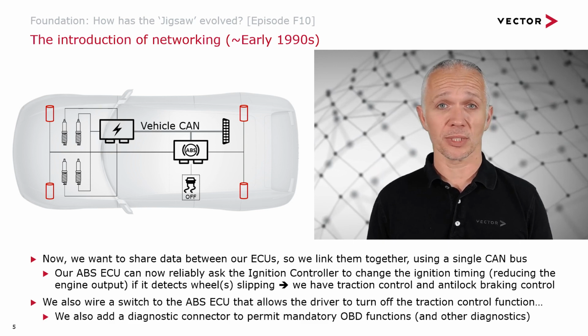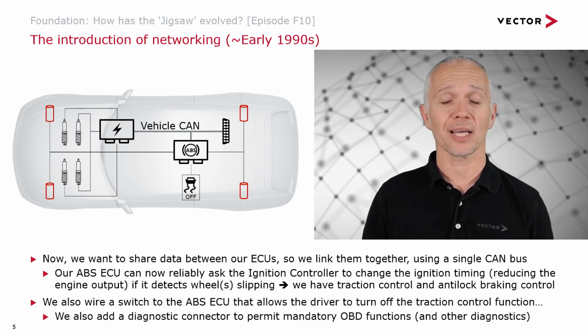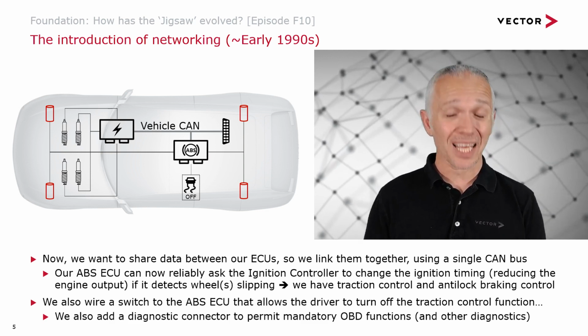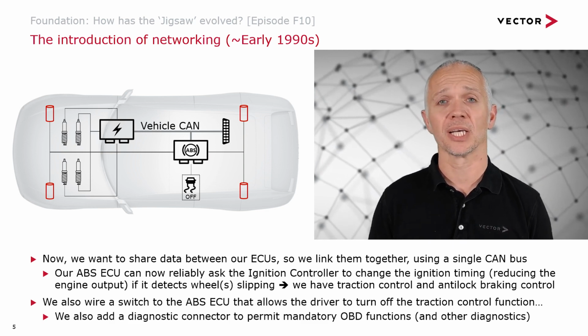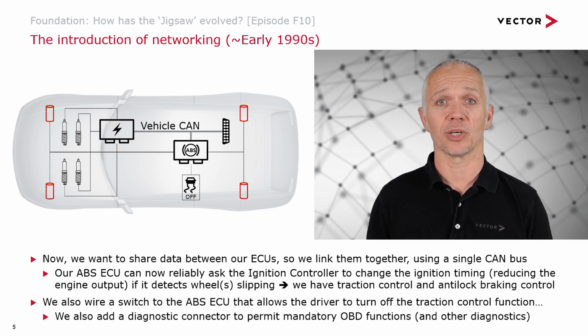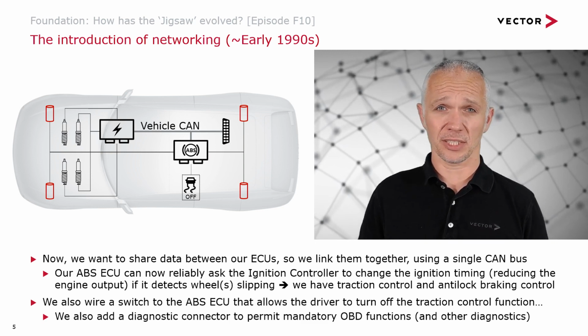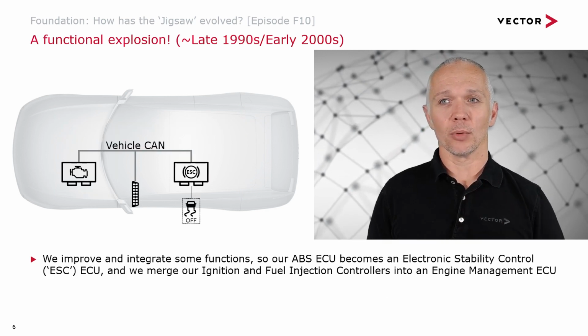eventually, one of these wheel speed sensors could break or the wiring could become damaged, which would affect our ability to provide our anti-lock braking function and also the traction control function. So other diagnostics outside of the scope of emissions relevant OBD. This is the early 1990s, very roughly. Let's move on a little bit more.